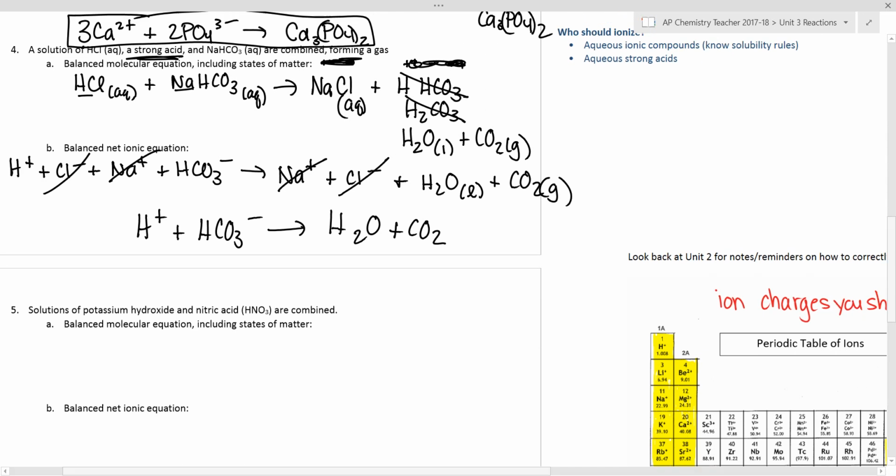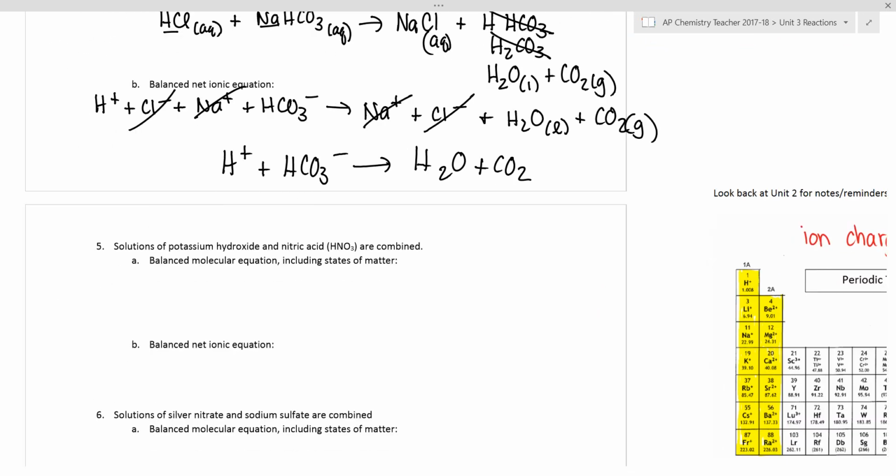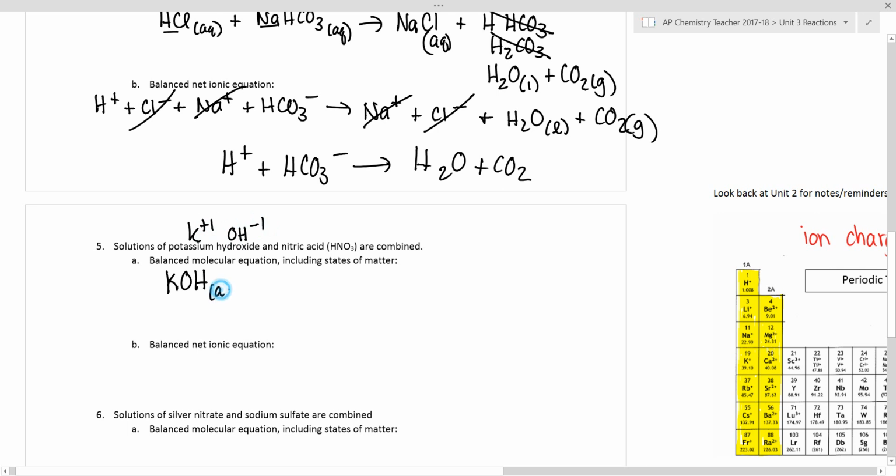Alright, let's do one more here. So we've got potassium hydroxide and nitric acid. Potassium hydroxide is KOH. K is +1, hydroxide is -1, so no subscripts needed. Nitric acid is HNO3. It tells us it's a solution, that's why I'm putting aq by them. I'm going to do my pattern. I'm going to have my cations switch places. So the H is going to trade places with the K. So HOH and then KNO3.